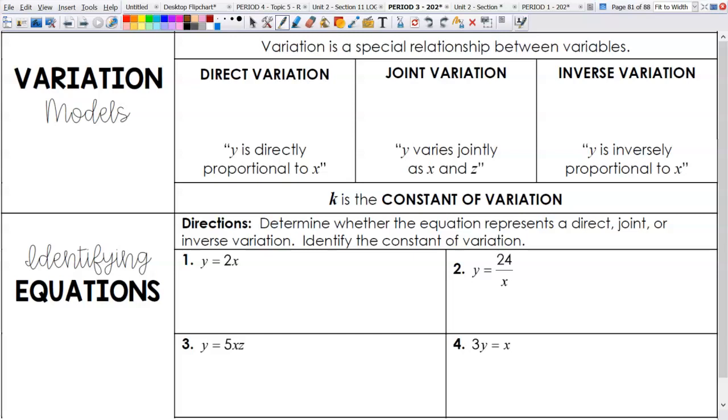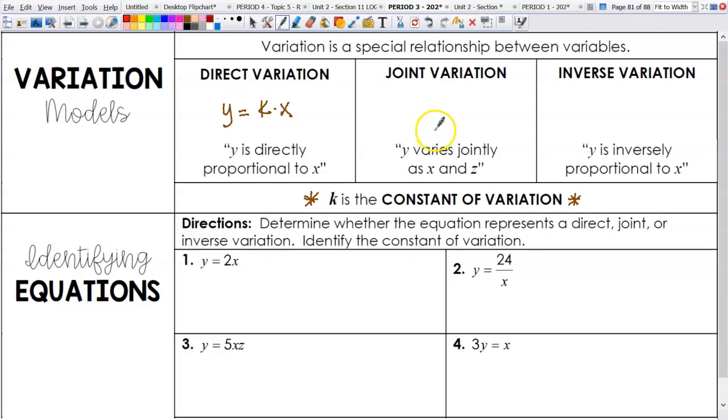Variation models. This is the last section of the packet of Unit 6. So variation is a special relationship between variables, right? We have three types of variation. I would say maybe four, but I will show you the ones that we are working on. Direct variation is very simple. It's y is directly proportional to x. K, as you can see here, we call the constant of variation, right? That is what K represents.